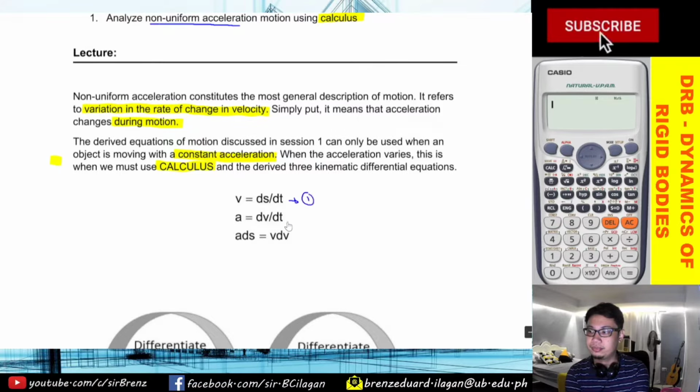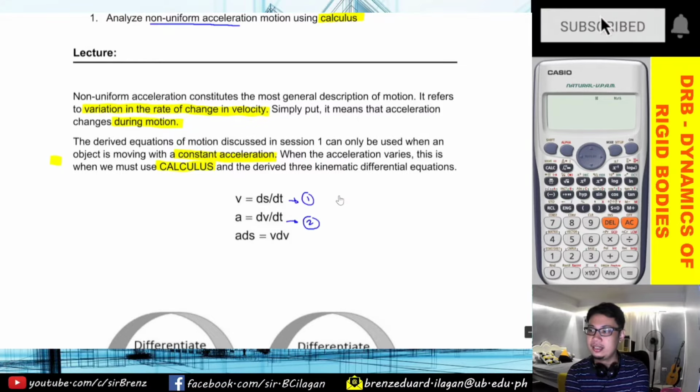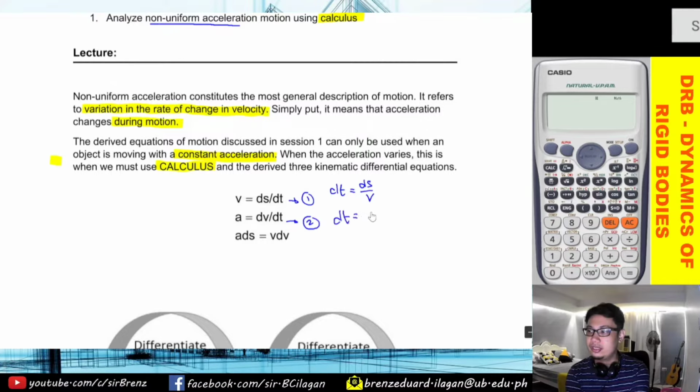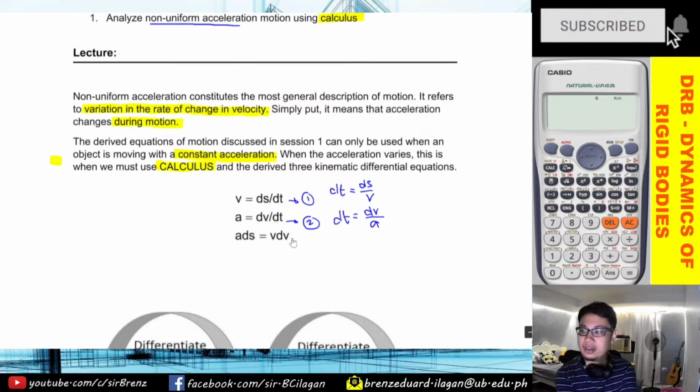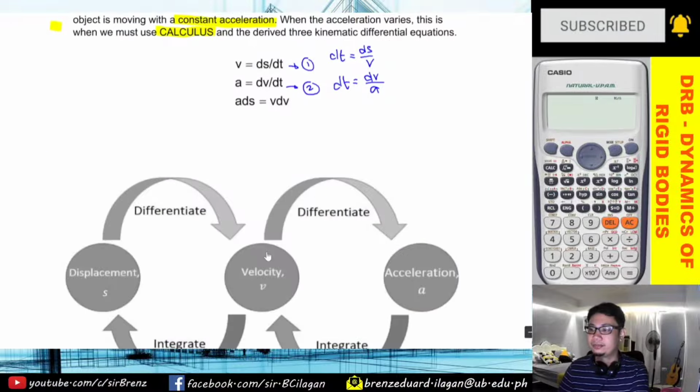Ano? So, nangyari lang yan, sinolve mo siya in terms of dt. So, that will be ds all over v. And then, yung isa, using equation 2, that will be dv over a. So, in-equate mo lang yung dalawa, kaya ka nag-arrive sa equation na to. So, that was discussed also before nung ating mga naunang videos.